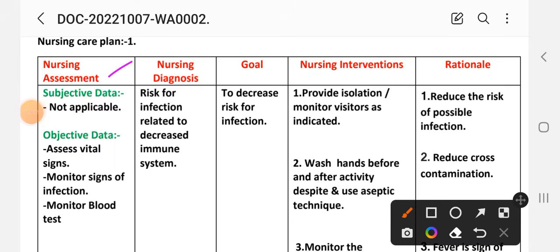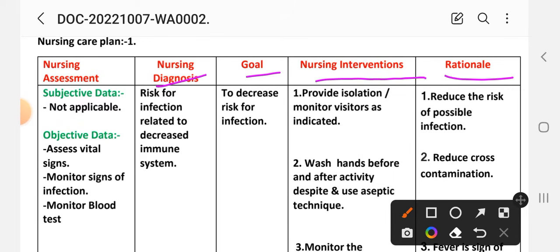Nursing assessment: subjective data not applicable, because this is a risk diagnosis. Objective data: assess vital signs, monitor signs of infection, monitor blood tests. Nursing diagnosis: risk for infection related to decreased immune system. Goal: to decrease risk for infection.